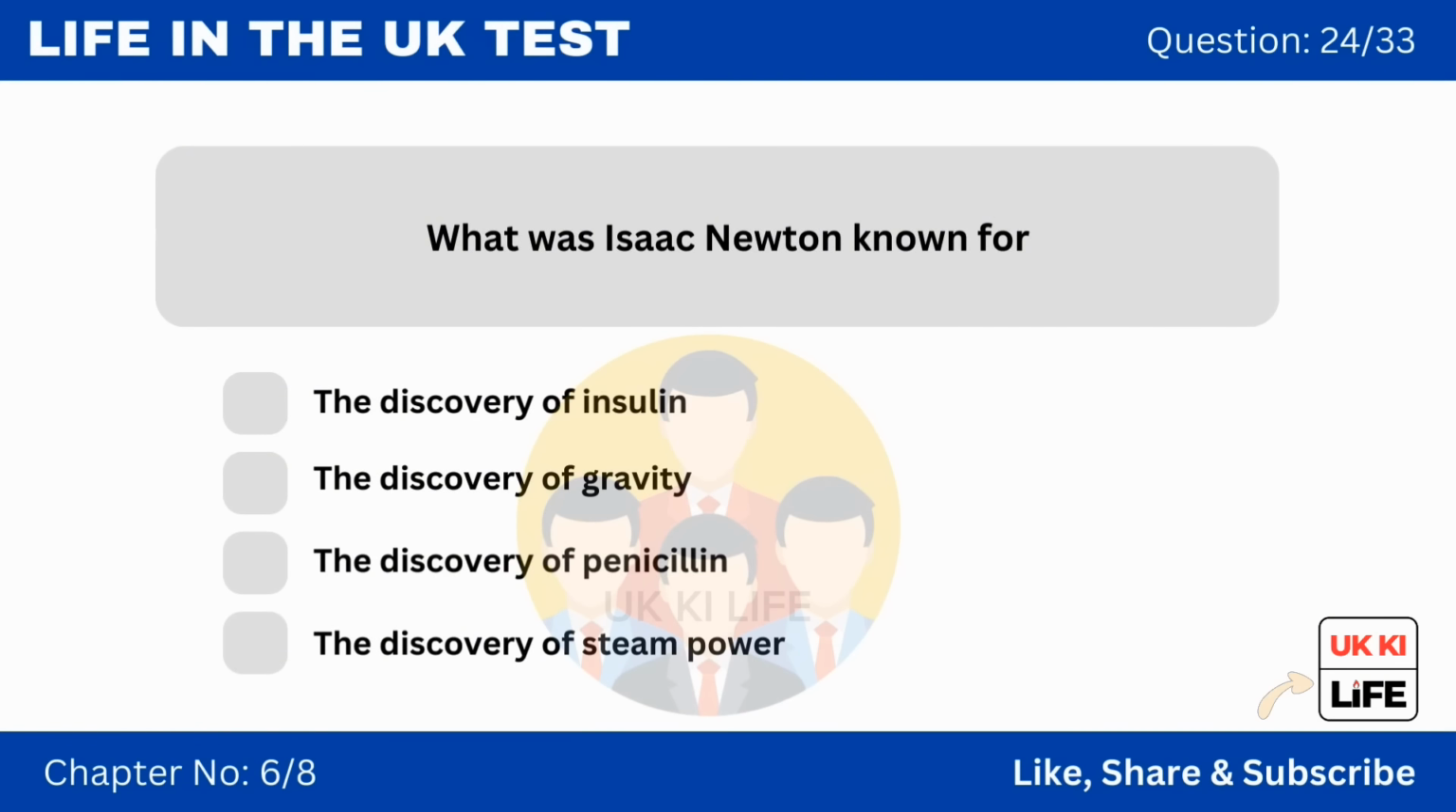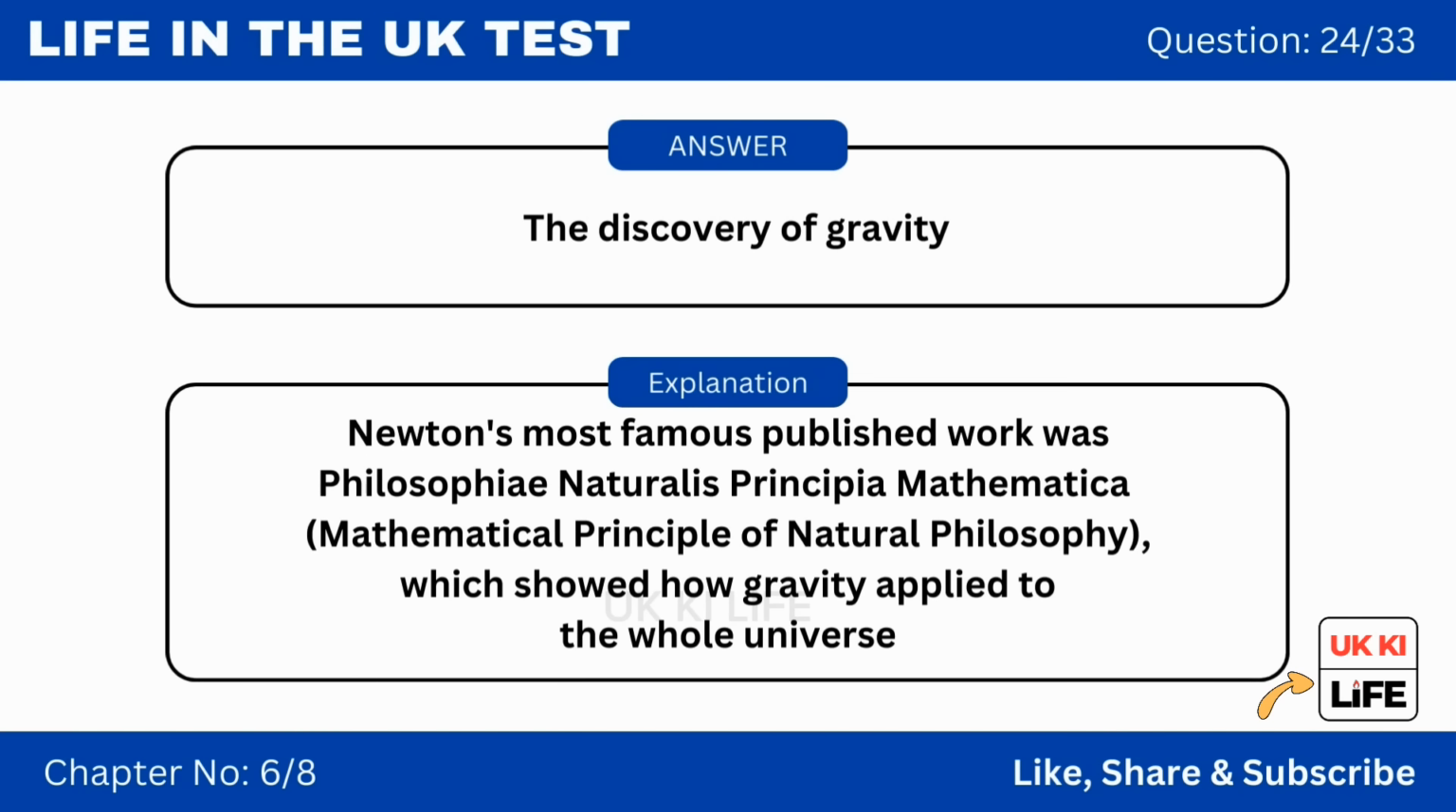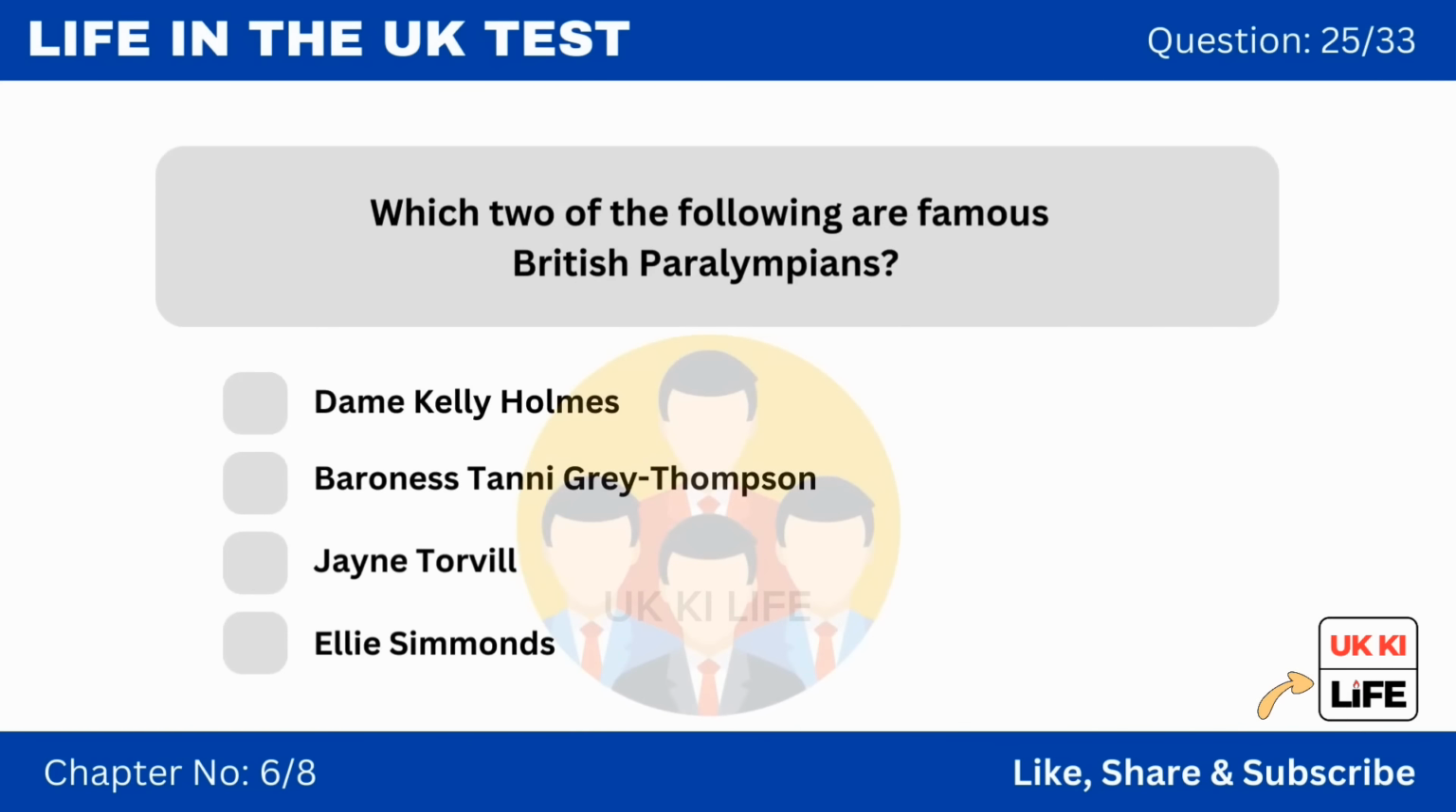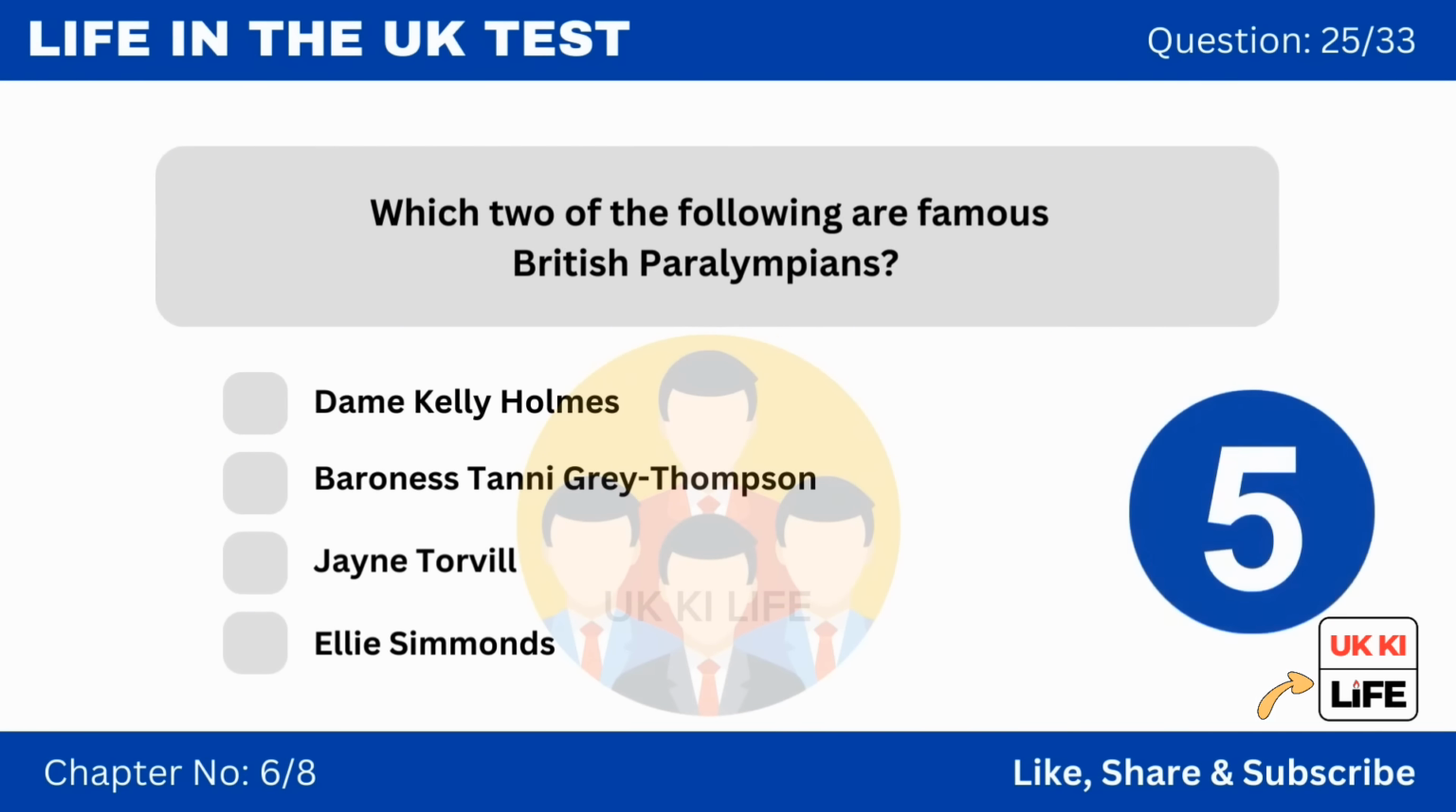The correct option is B. Explanation. Newton's most famous published work was Philosophiae Naturalis Principia Mathematica, mathematical principles of natural philosophy, which showed how gravity applied to the whole universe. Question 25. Which two of the following are famous British Paralympians? Dame Kelly Holmes, Baroness Tanni Grey-Thompson, Jane Torvill, Ellie Simmonds.